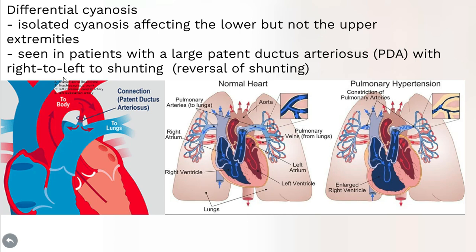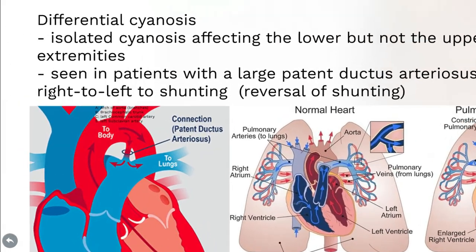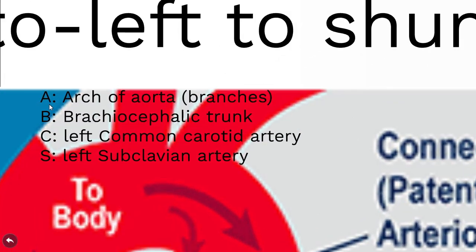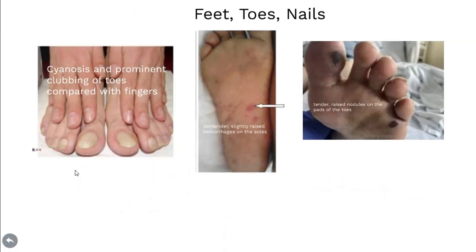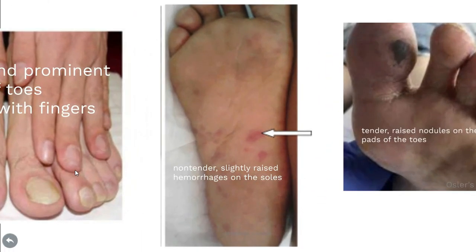As you know, the arch of the aorta branches. Do you remember the branches? Just remember this mnemonic: ABCs. A for arch of aorta, B for the brachiocephalic trunk, C for the left common carotid, and S for the subclavian artery. So this applies more to the upper part of the body. Okay, so how about this one?